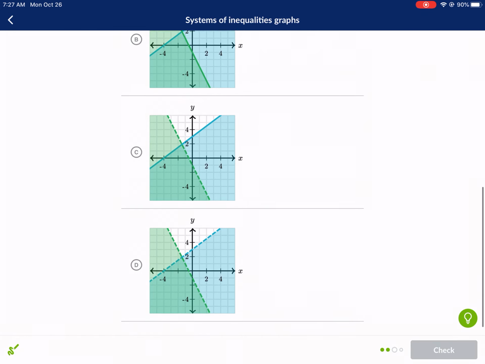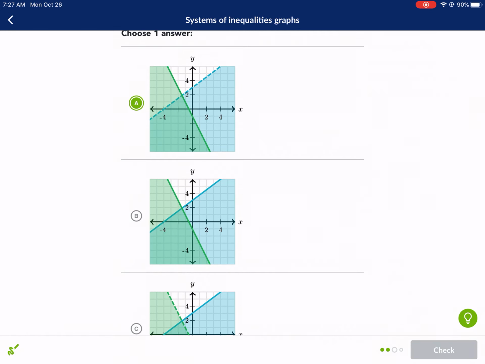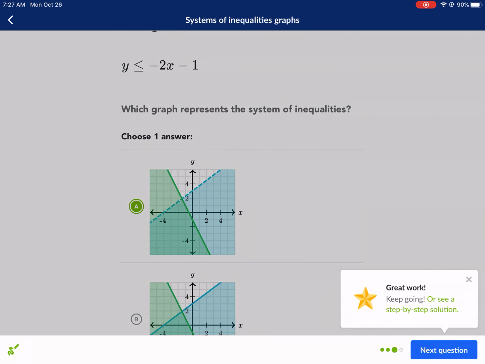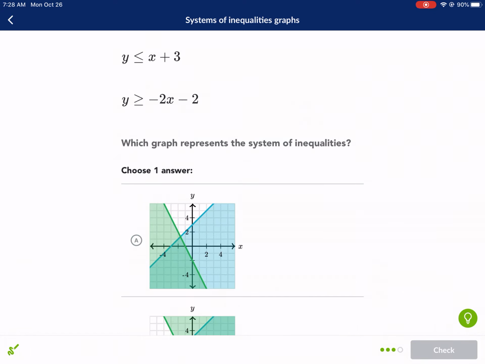Okay, and guess what? There's only one that matches that description. Both of them are graphed below here. This is our answer. Now pause it here if you want to analyze why I chose that so quickly, but I'm going to move on to the next question.